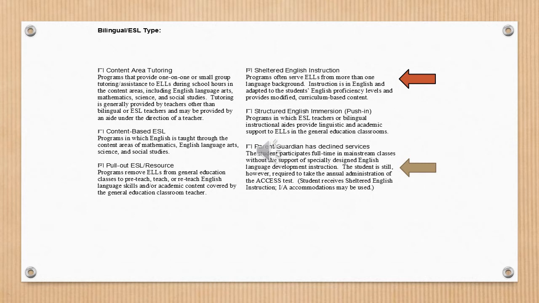However, the parent and the guardian have the right to decline services. That does not mean we do not provide support for the student in the classroom as needed. However, they cannot be pulled from the classroom.